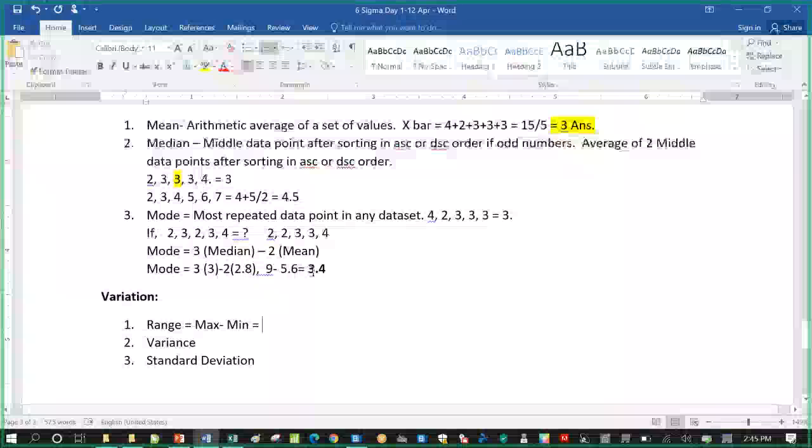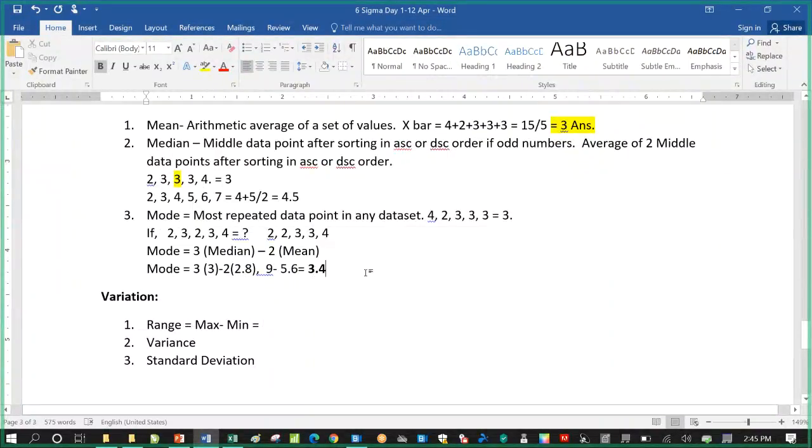Before that, I need to tell you how to calculate mode in Excel. So let me calculate the mode also here.